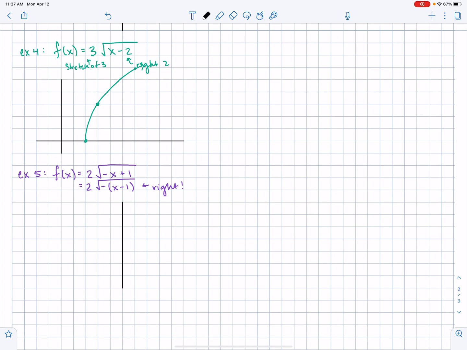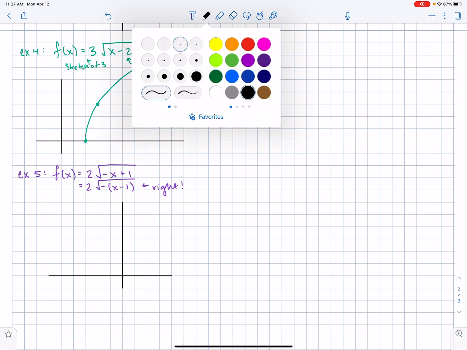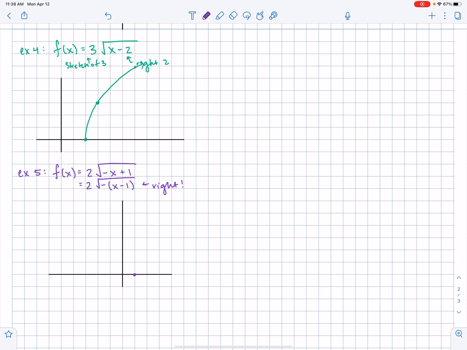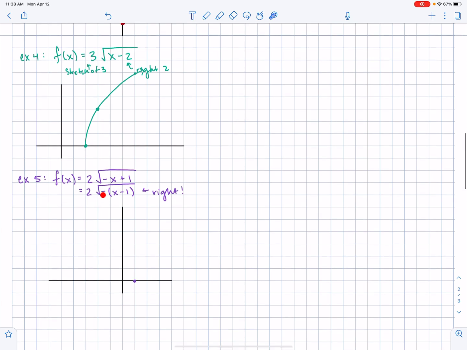Oops, draw a set of axes. Hopefully I have enough room here. There we go. Okay, so we're going to go to the right one. I'm going to start it right here, but also I need to think about the other things I've got going on. So this guy tells me that I need to reflect it over the y-axis, so it needs to be going this way. It needs to be going to the left. And I need to stretch it by a factor of 2.